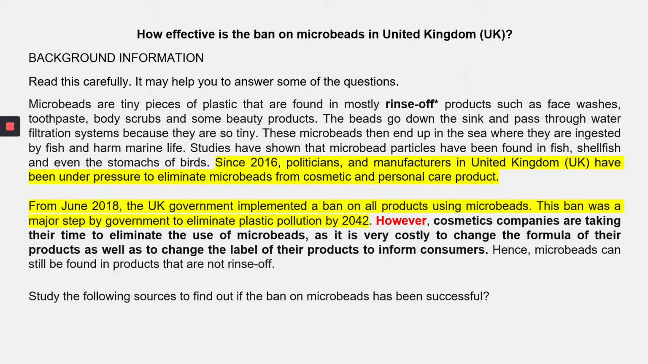And in 2018, the UK government decided to have a ban. That means there'll be no more products using microbeads, and it's a major step because at the end of the day, they want to eliminate microbeads by 2042. But there are problems because it is expensive to just stop production of microbeads and change not only the formula, but change the labeling and make new products. So there is a mixed reaction. All right. Now, moving on.